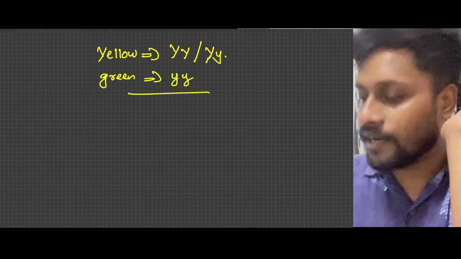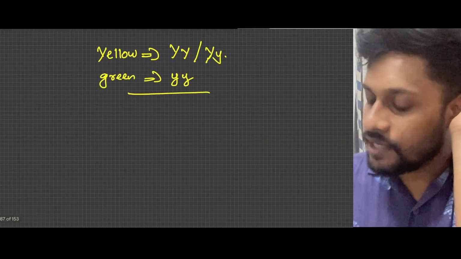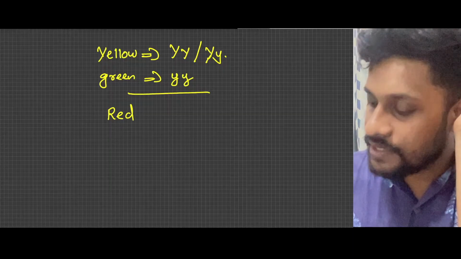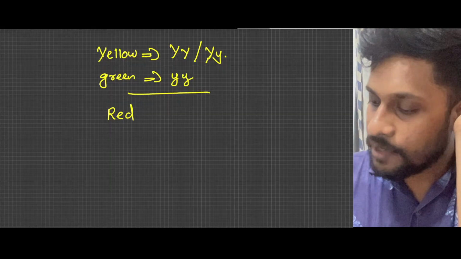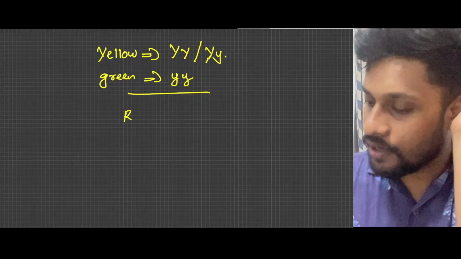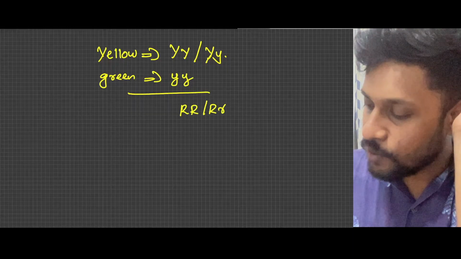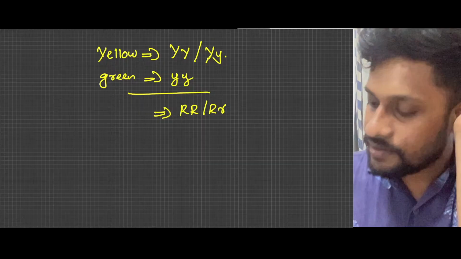This is seed color. Now let me take flower color. In flower color, red can be indicated by what? Let me write. If I take capital R, capital R, or capital R, small r, which indicates red.